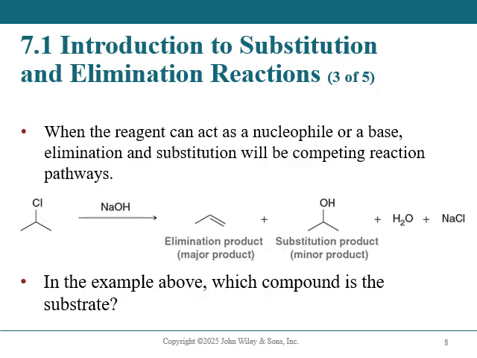When the reagent can act as both nucleophile or base, elimination and substitution will be competing reaction pathways. This is going to be a common theme throughout the chapter where we see substitution and elimination going hand in hand, and depending on conditions, depending on solvents, and a number of other factors, we will see that one of the pathways, substitution or elimination, is favored over the other. In this case, for instance, we have a strong base, we have an alkyl halide, and the substitution happens to be a minor product. As we mentioned on the past slide, a strong base will typically undergo elimination. So in this case, you get both products, but your elimination product is your major product.